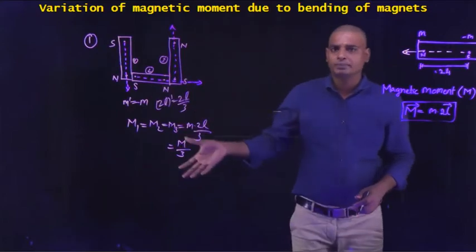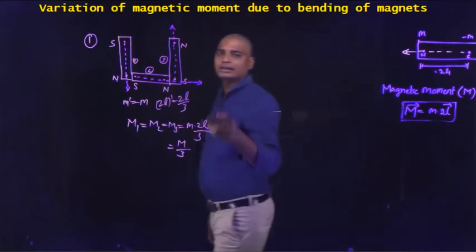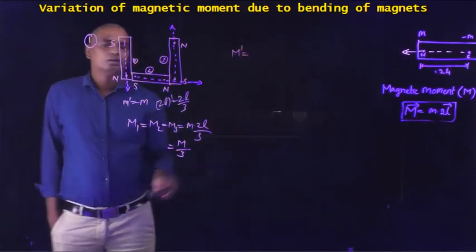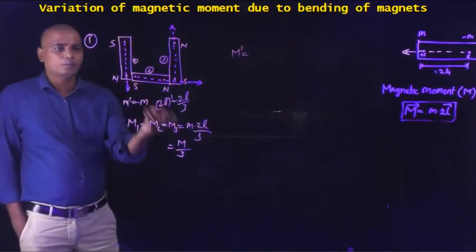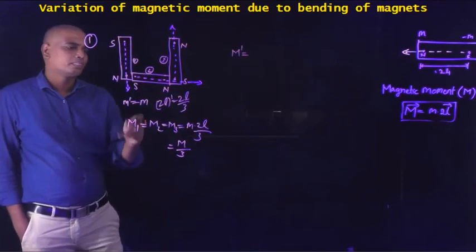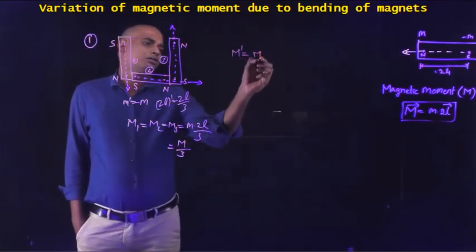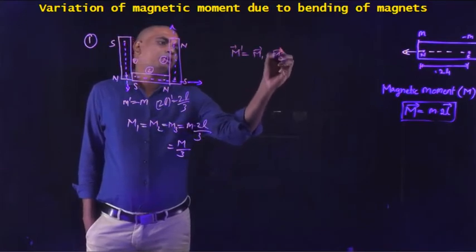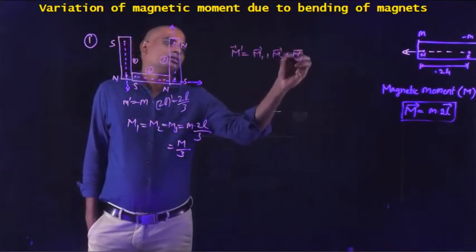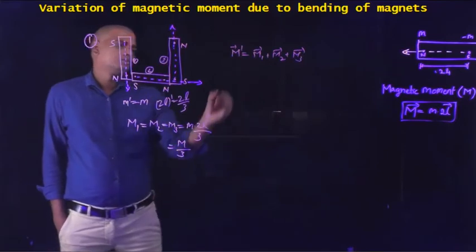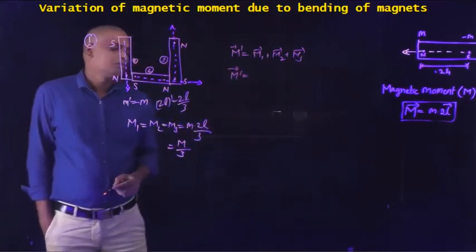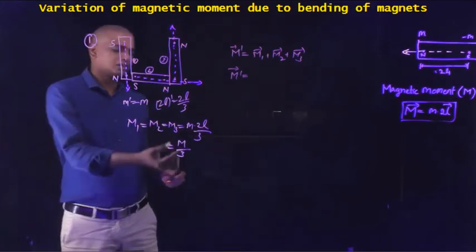As it is a vector quantity, we need to calculate the magnetic dipole moment by using a vector sum. Therefore, the new magnetic dipole moment m dash is the vector sum of the magnetic dipole moments of these three segments: m1 bar plus m2 bar plus m3 bar. So m dash bar is equal to m1 bar, where m1 is nothing but M by 3.